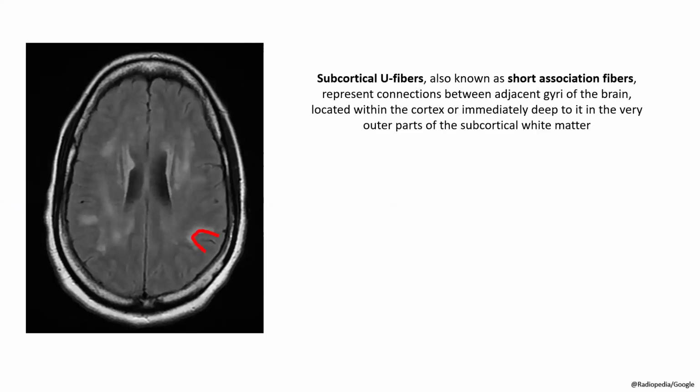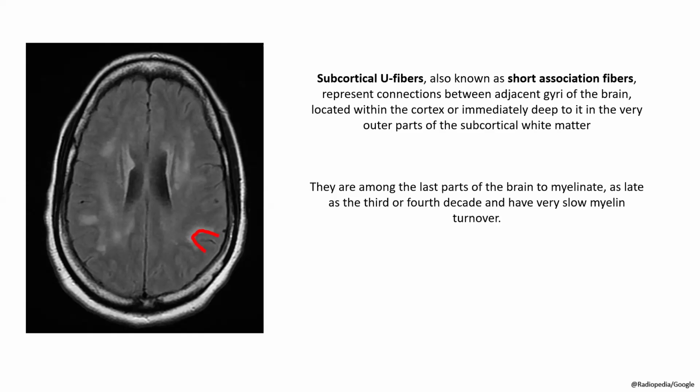What is this sign? This is the subcortical U fiber sign or U sign, which is because of involvement of short association fibers and represents connection between adjacent gyri of the brain, which are located within the cortex or immediately deep to it in the subcortical white matter. And these are among the last parts of the brain to myelinate. And these are predominantly affected in progressive multifocal leukoencephalopathy.